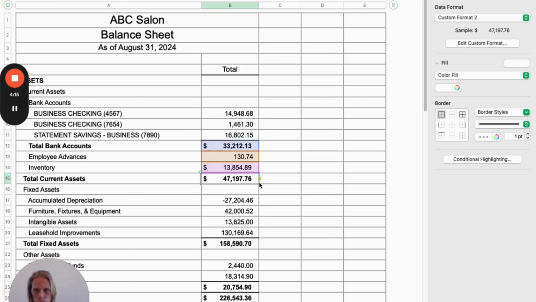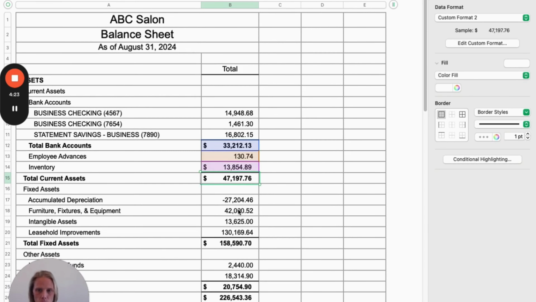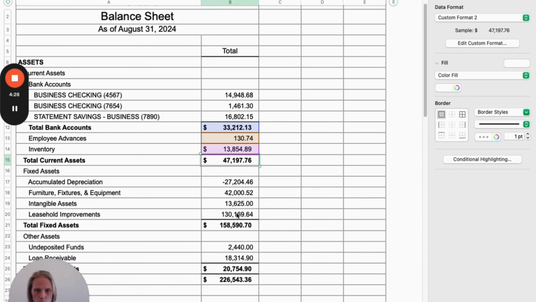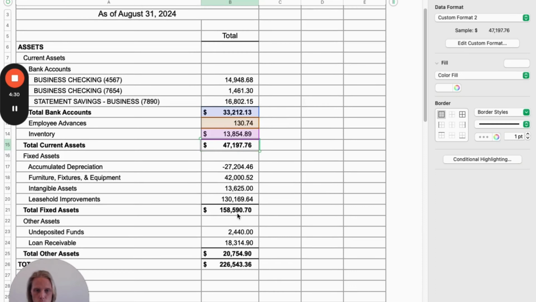Current assets meaning those things that are a little bit more liquid, that are more likely to turn into cash on the shorter term as opposed to further out. Then we come to fixed assets. So these tend to be more of those long-term assets, those long-term things that don't necessarily become cash very quickly.